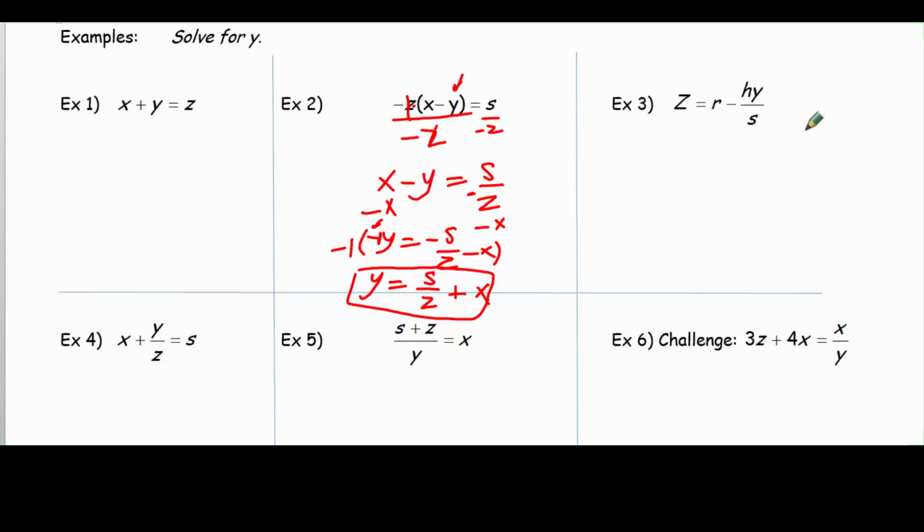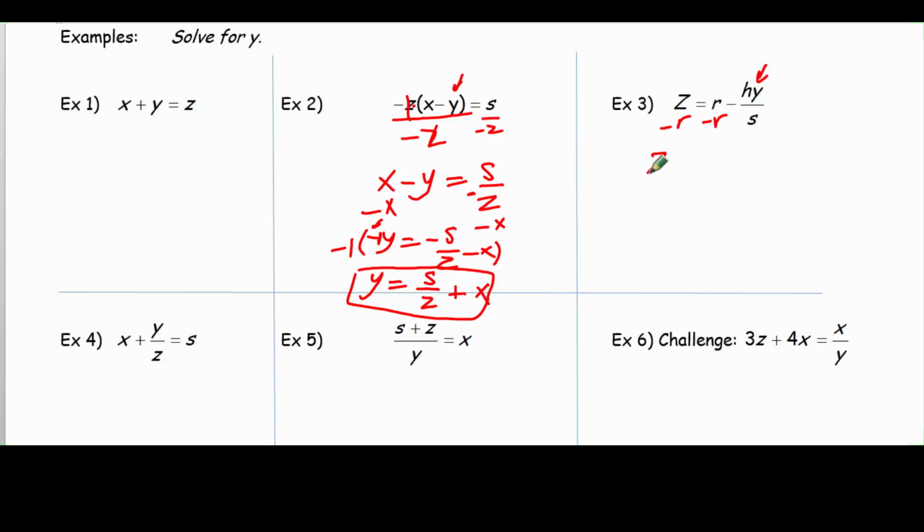Alright, let's try example 3. That one looks really tricky. We got all sorts of stuff. We got all sorts of variables. So y is here. And when you're solving for a variable, whether it's numbers or letters in there, you really have to work outside in. So the r is the farthest away from the y. The h and the s are like attached to it. So we're going to subtract over r.